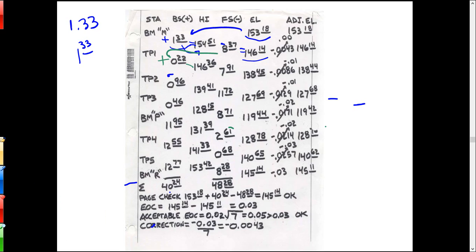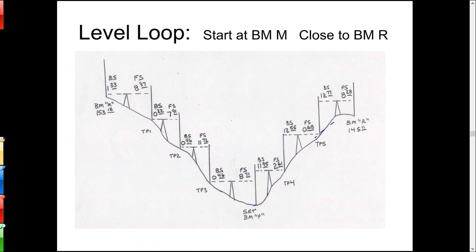So we're going to add 0 plus 22, and that's going to equal 146.36. And we'll subtract off 791, and that'll equal 138.45. Okay. And we just keep looping our way down that valley and back up the other side like that. Okay. So are we okay with that?